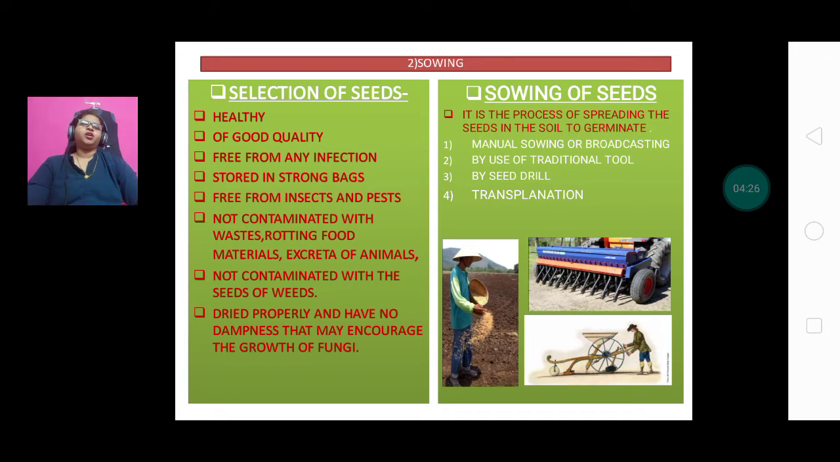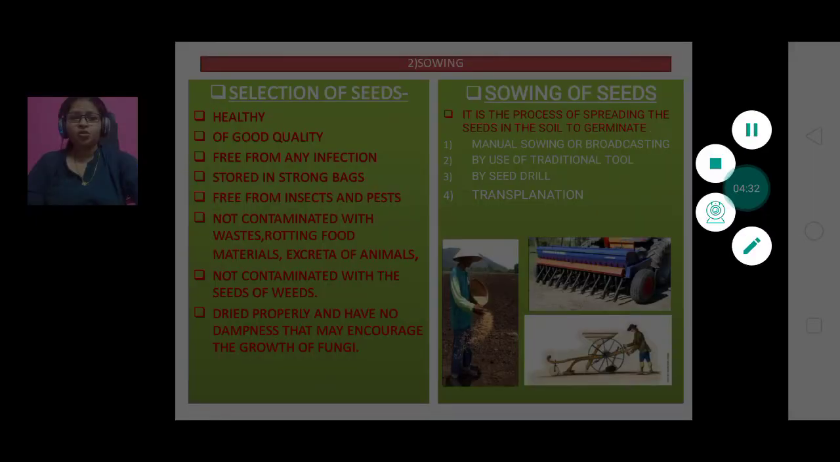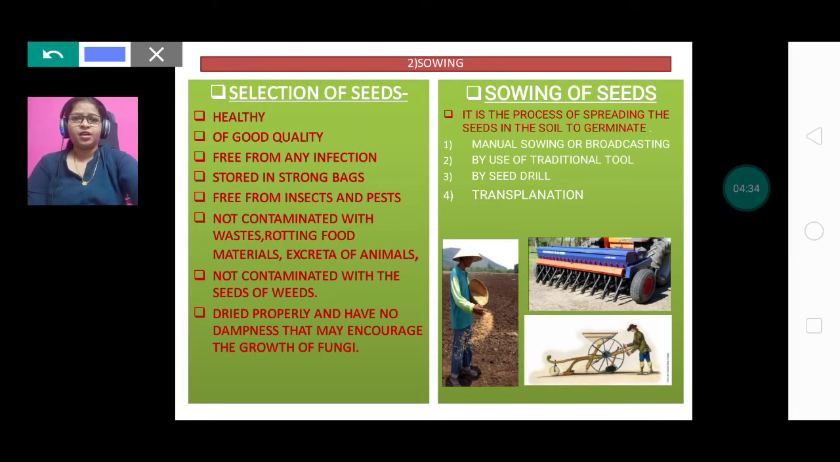Now next we move to the sowing. What happens during sowing? During sowing we need to go through two steps, that is selection of seeds and sowing of seeds. Now what happens during selection of seeds? How can we select the seeds? The seeds should be healthy, of good quality, free from any insect infection, and they should be stored in strong bags.